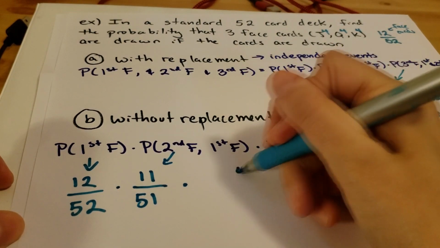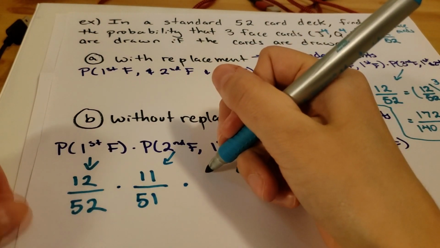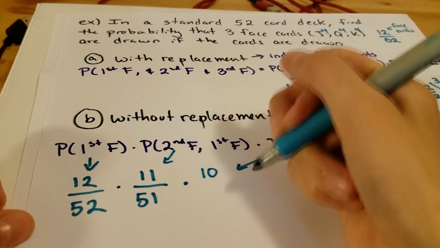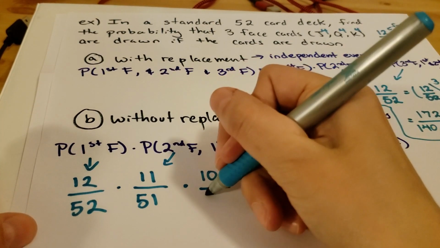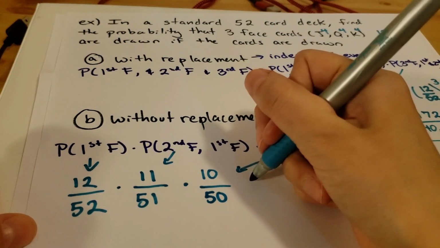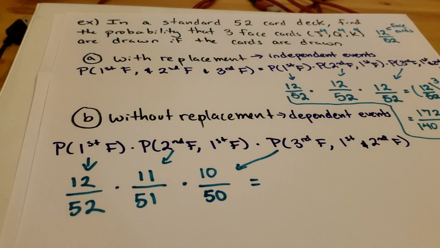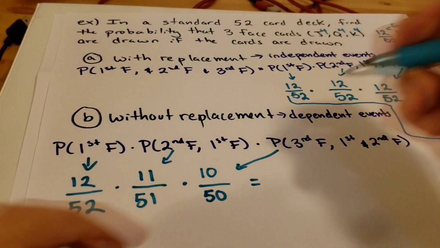And then now for the third draw, we've removed 2 face cards from the deck, so there's only 10 left, and we've removed another card from the deck, so now there's only 50 cards instead of 52. So we multiply all of these out, and we end up with this.